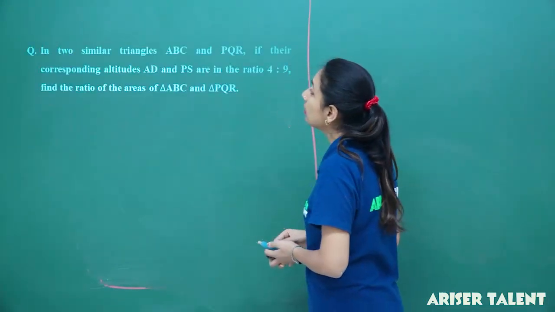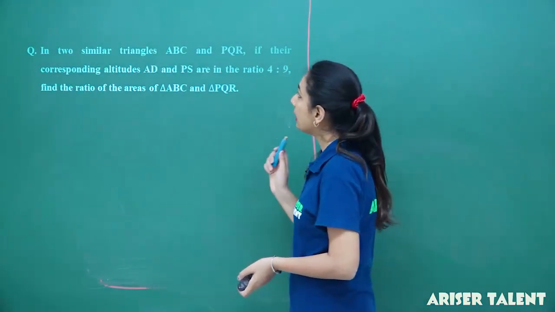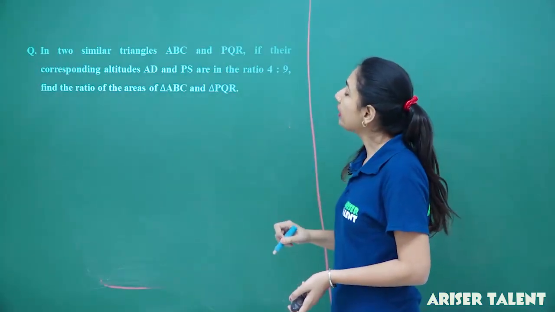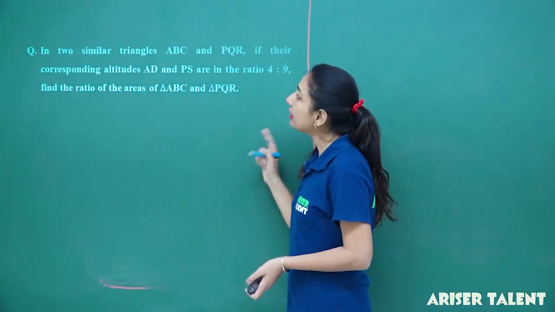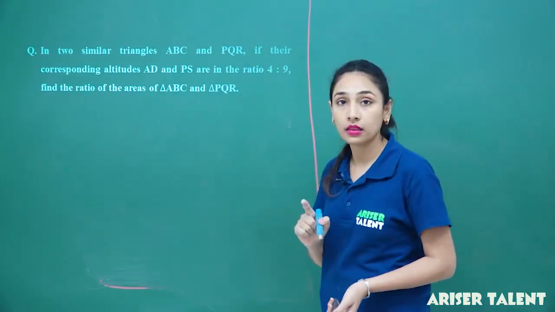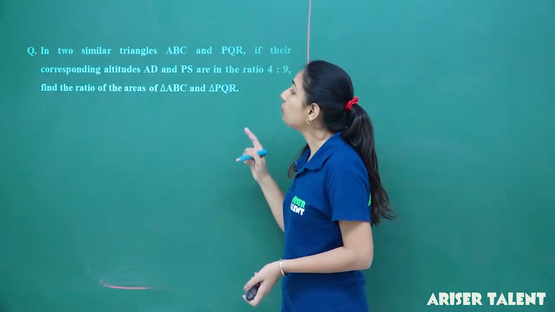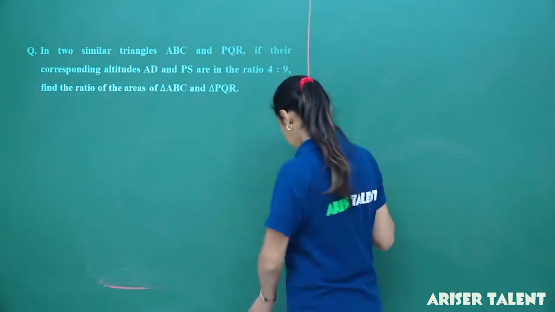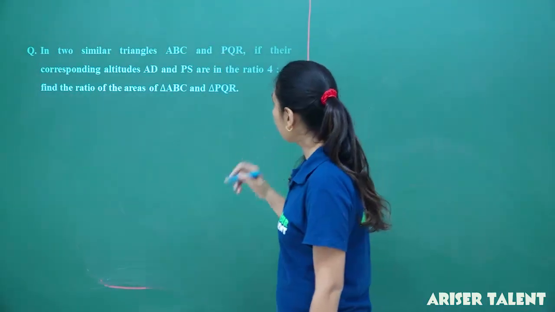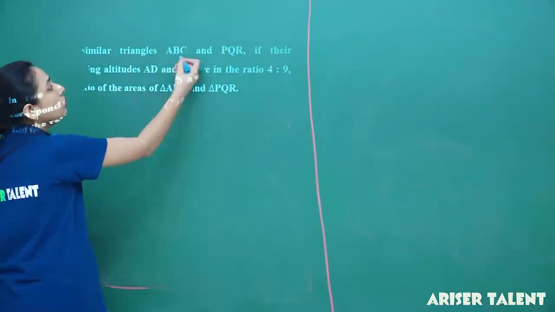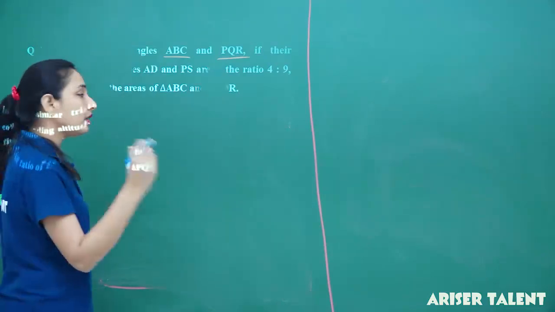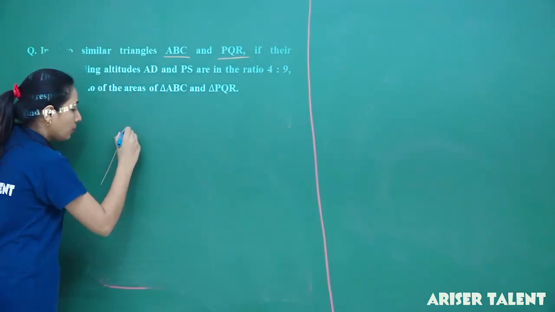Now the question is, in two similar triangles ABC and PQR, if their corresponding altitudes AD and PS are in the ratio 4/9, find the ratio of the areas of triangle ABC and triangle PQR. So let's see what it is saying. We are having two similar triangles ABC and PQR.